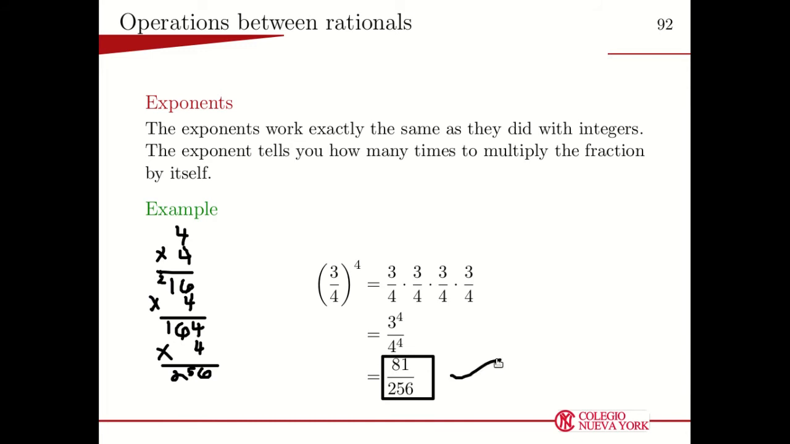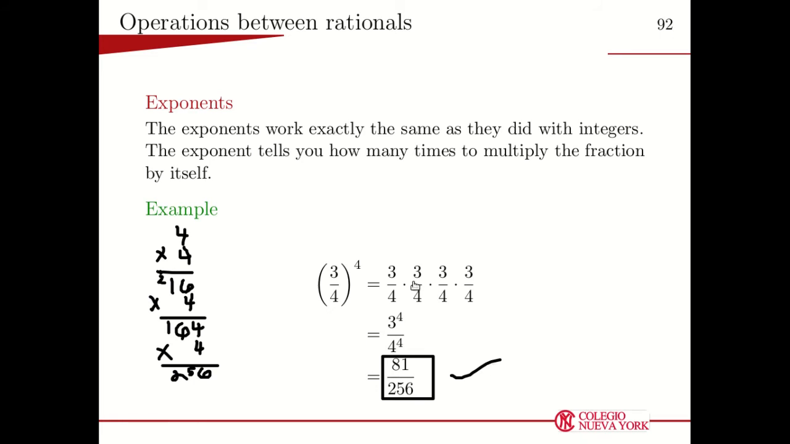So this is our final answer, 81 over 256. Remember to always simplify whenever you can. In this case, you cannot simplify, so we leave the fraction this way.